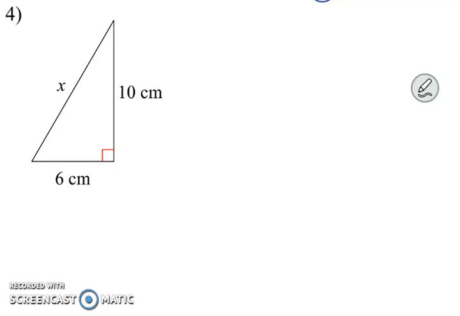So number 4, we have another right triangle, and we're going to use the Pythagorean theorem again to solve for the missing side. So I'm going to write down a squared plus b squared and set that equal to our hypotenuse, which is c squared. We have to identify which one is our hypotenuse. That's across from the right angle, so we don't really have a value for it yet.